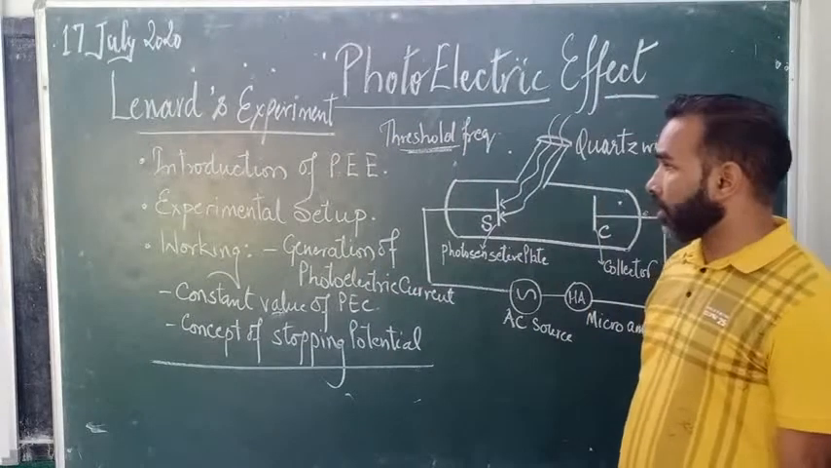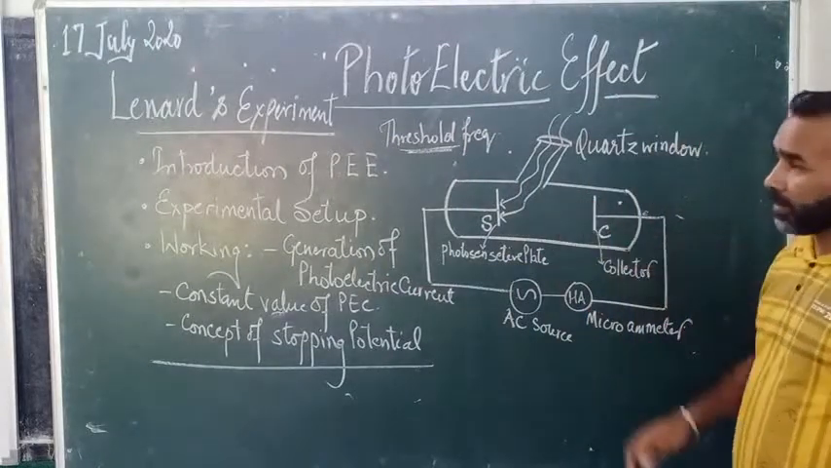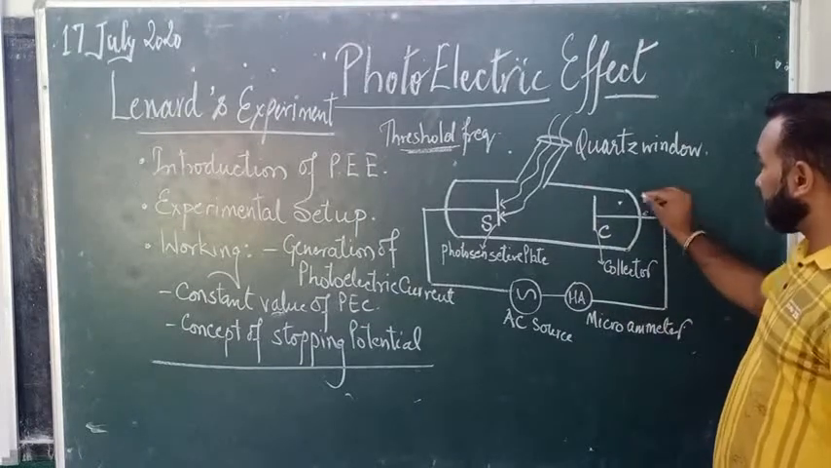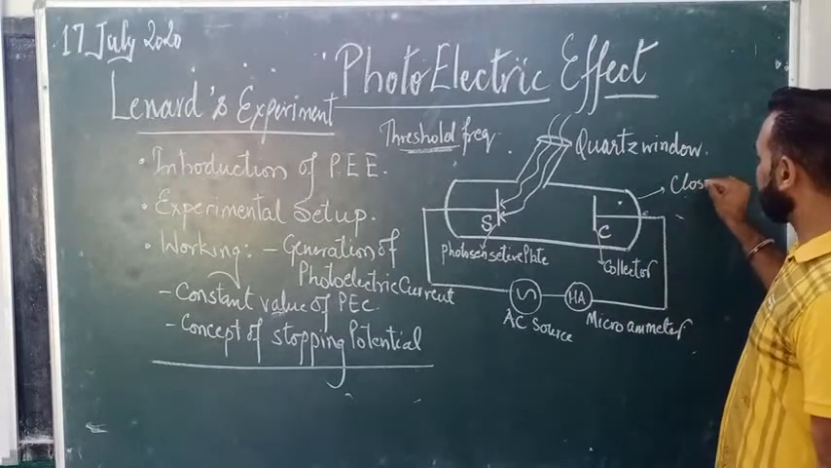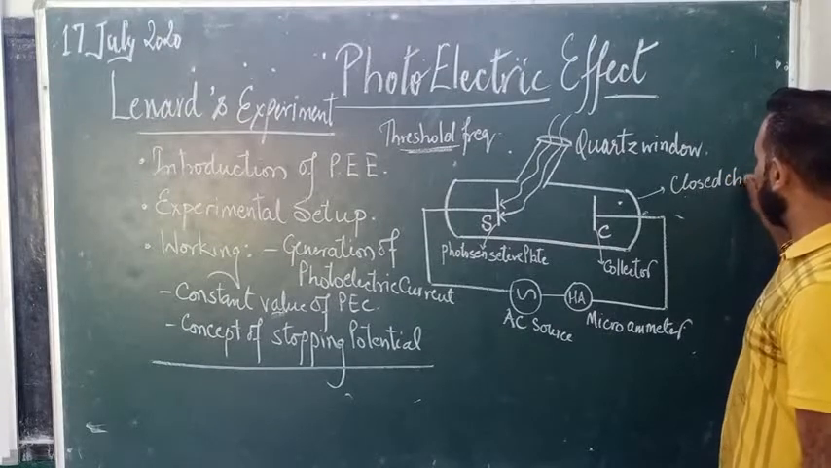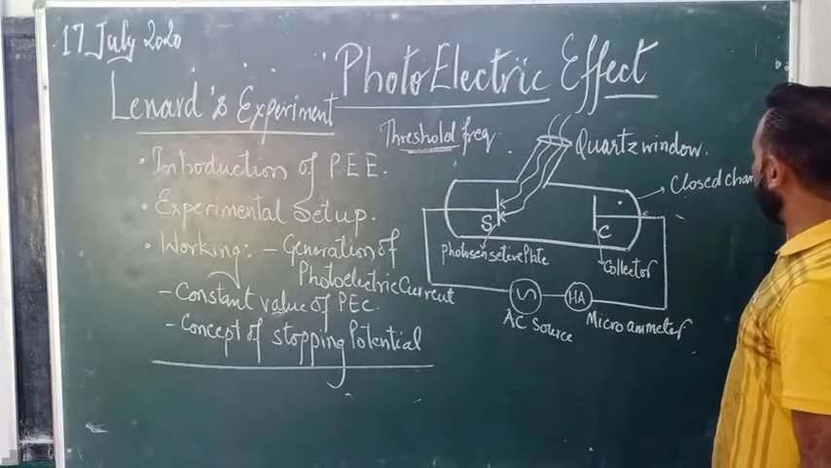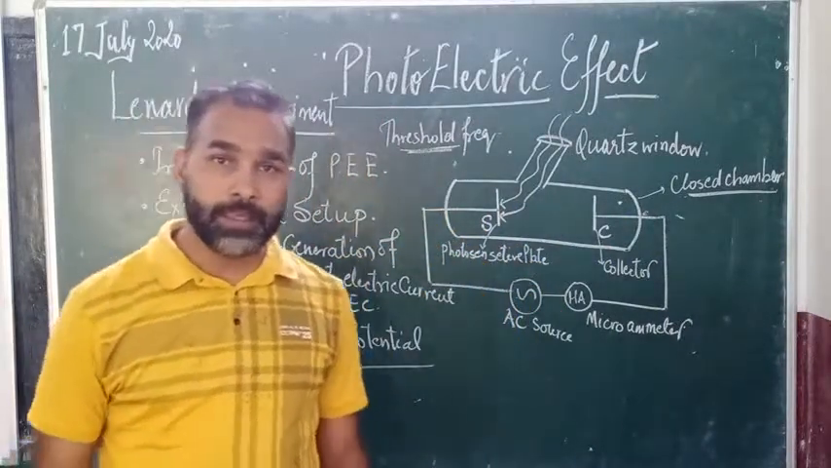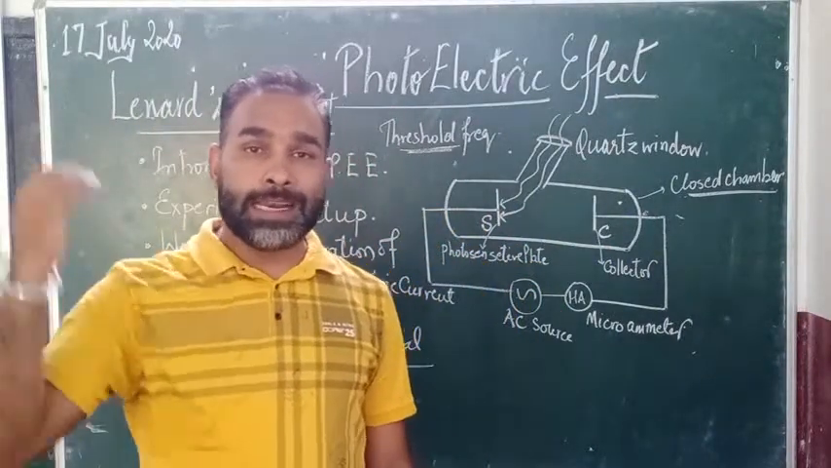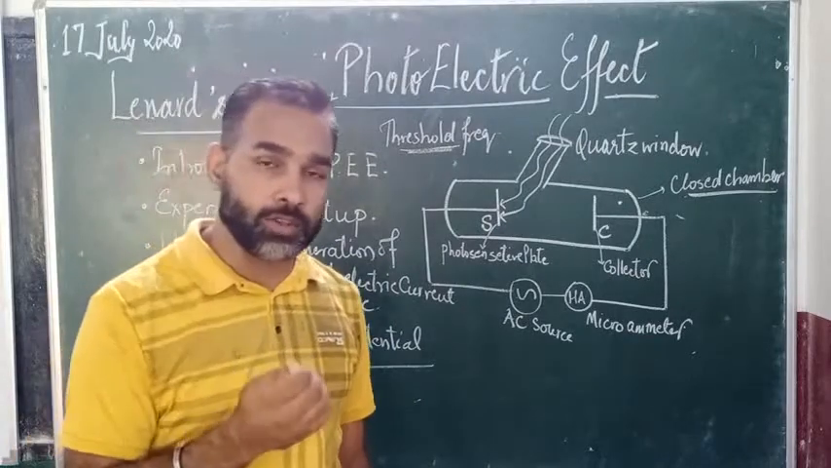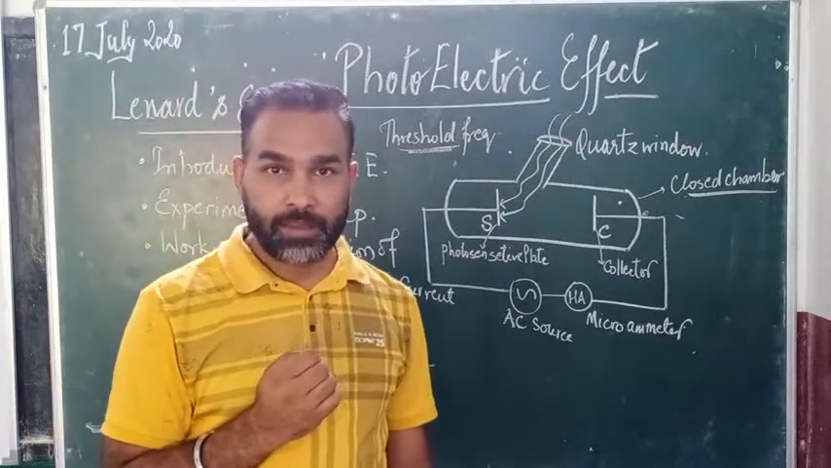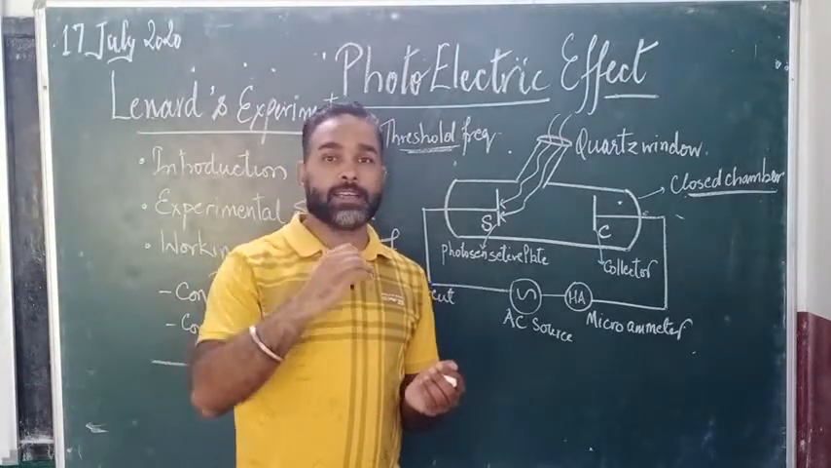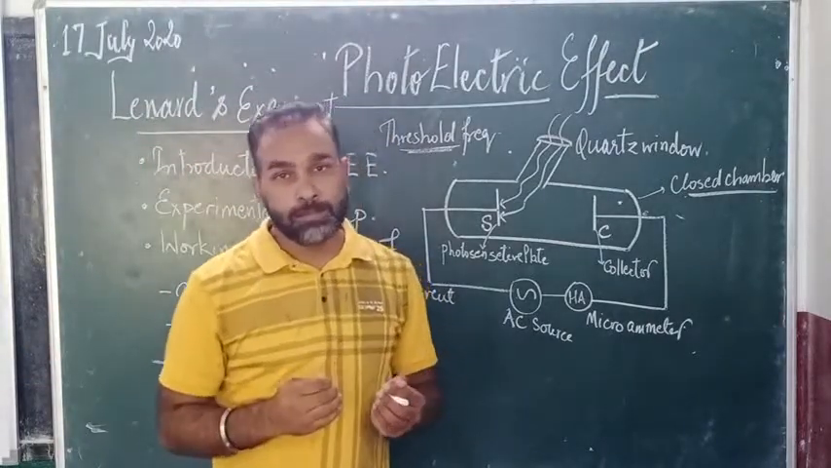If we talk about the experimental setup, this is the experimental setup of Lenard. In this experimental setup he has taken a closed chamber, and in that closed chamber he left one window for light to enter and fall onto the metal surface.